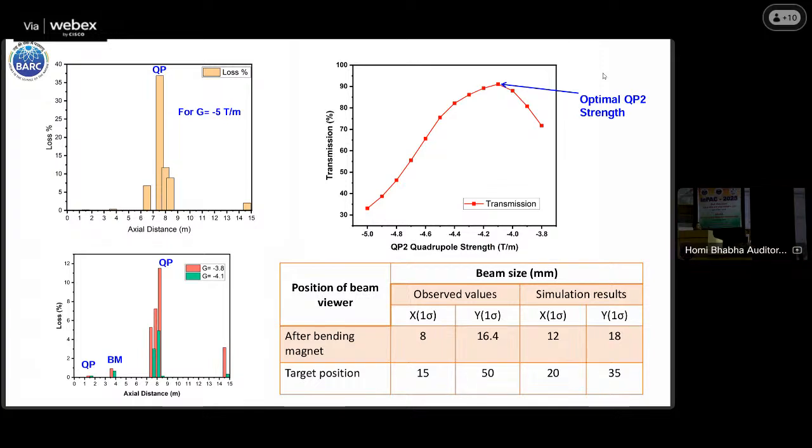So as we reduce this quadrupole strength, transmission increases, and we get an optimal position where the transmission maximum happens. If you further reduce the strength of the quadrupole magnet, it will again reduce. You can see the loss percentage here, minus 4.1 and minus 3.8. This is the loss percentage we have minimized, and these are the beam sizes at the end of the target position we have got. So we have reduced the beam envelope size.